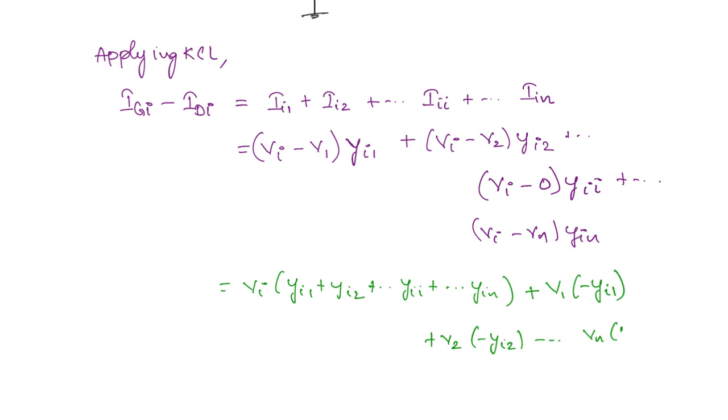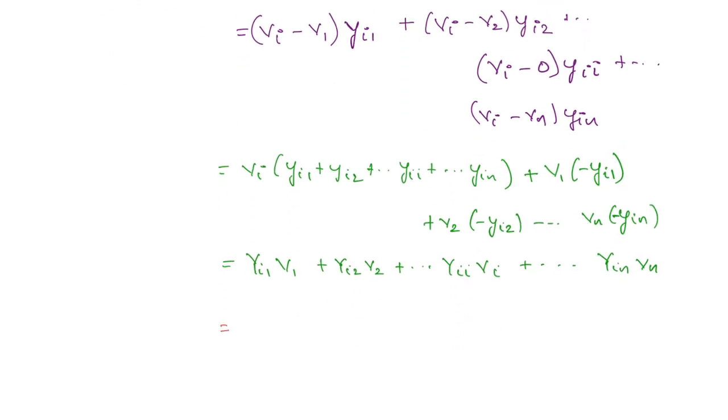So until Vn minus Yin. Okay, so you can see that this term is nothing but capital Yii, the ith element of admittance matrix. So overall you can write this as Yi1 V1 plus Yi2 V2 plus so on till Yii Vi plus so on till Yin Vn. So this we can write as a summation, sigma j is equal to 1 to n Yij Vj. Okay, so j is varying from 1 to n.